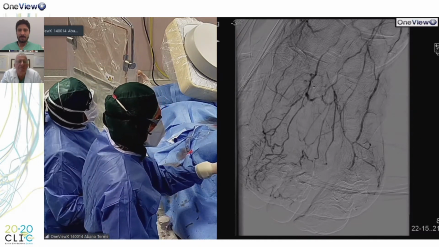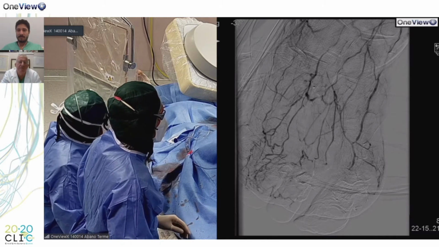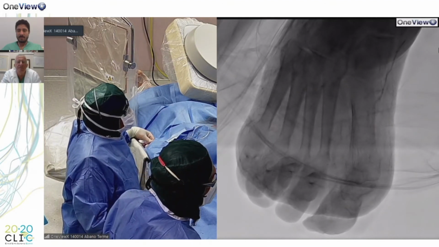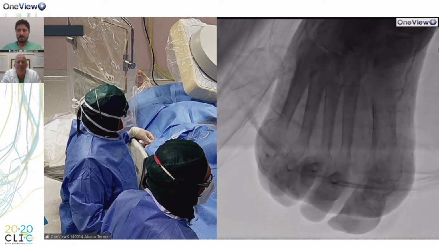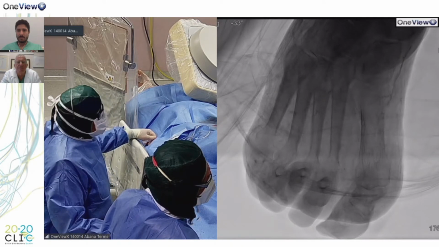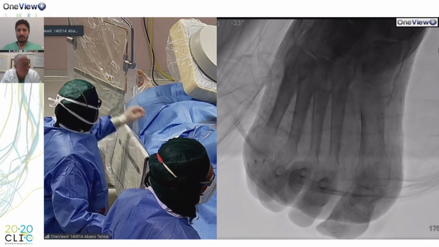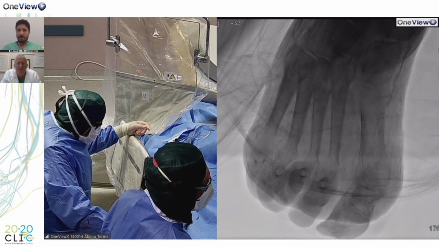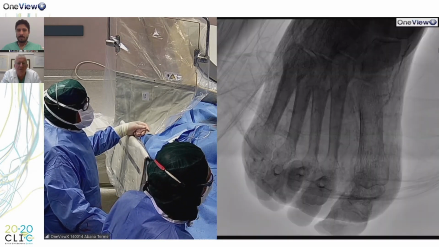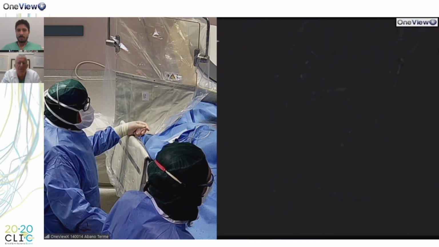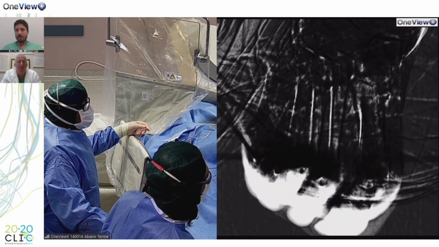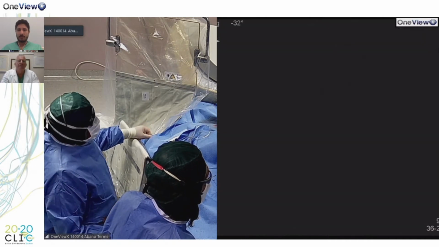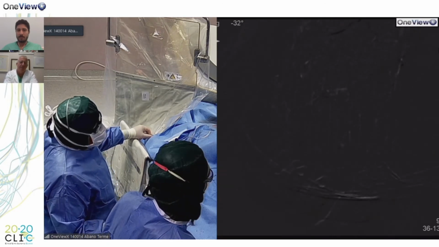Okay, now we are directly connected. We are selective and super selective in the pedal artery. CO2, CO2. Ready? There is still contrast medium. There was contrast medium in the catheter. We can repeat. Now the catheter is full.